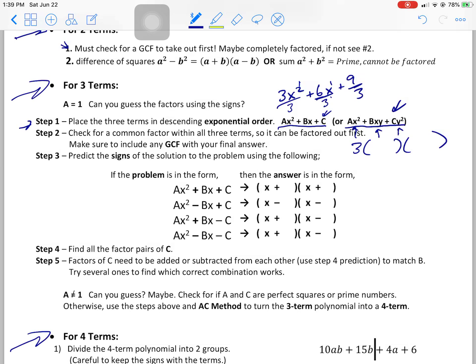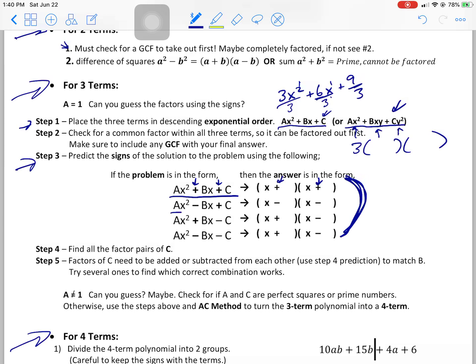And then it says to predict the signs of the solution to the problem by using the following. I don't know how else to say it, but this would be the one time you are supposed to memorize something. It just would make your life easier. If you're given a 3-term that has 2 positives in it, right here and right here, that means your answer is going to have 2 positives in it, okay?